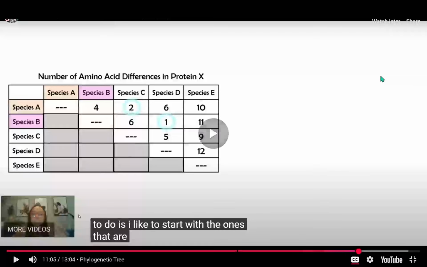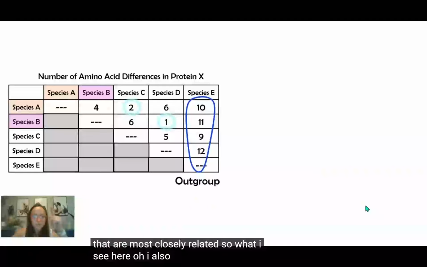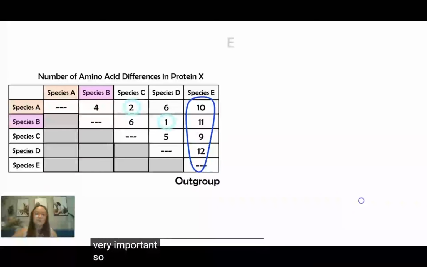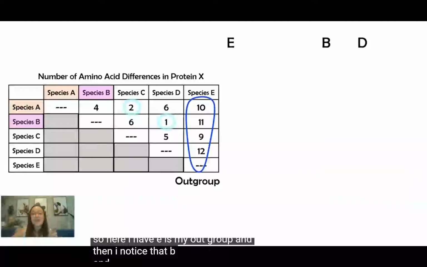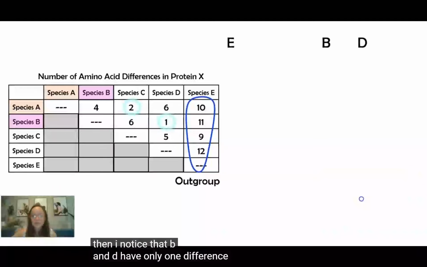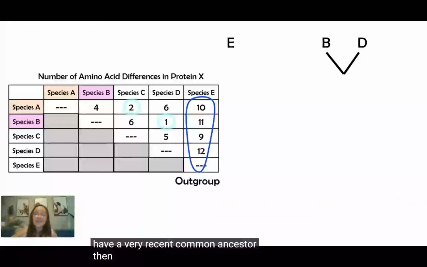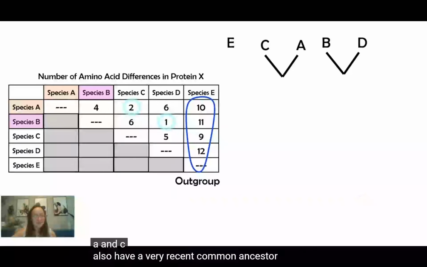Ones that are most closely related. So what I see here, I also look for my outgroup. Which one is the most different is also very important. So here I have E as my outgroup. And then I notice that B and D have only 1 difference, so they have a very recent common ancestor. Then A and C also have a very recent common ancestor.